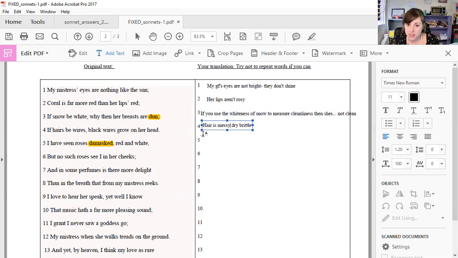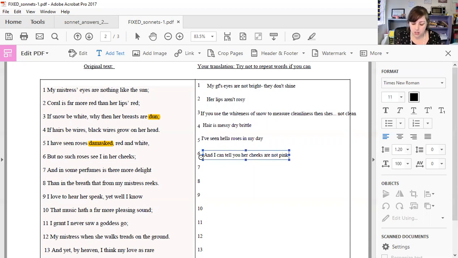So when you skip that word damasked, you can just be like, oh, I've seen hella roses in my day, and I can tell you her cheeks are not pink like roses. Ultimately, when you're doing this, you just have to think about the literal and then apply it to the figurative, right? Whether you're thinking about how roses could be like lips, or how a woman could be like a sun that's shining too hot, Shakespeare's always talking in double entendres.